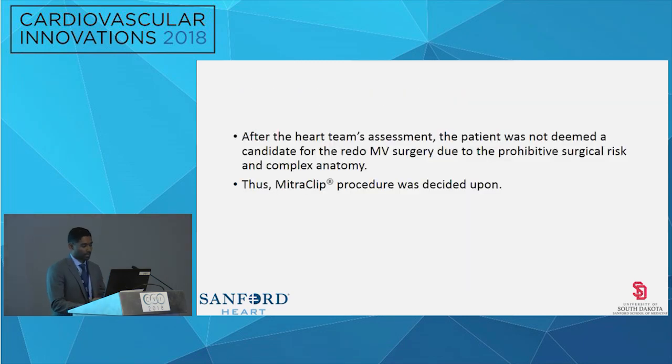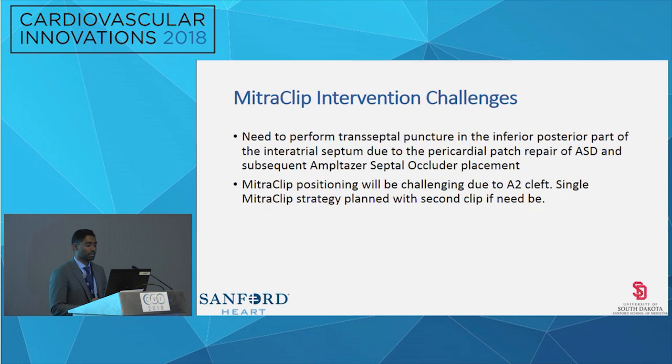So the patient was referred for redo bypass surgery. After the heart team assessment, the patient was deemed a high-risk surgical candidate with her complex anatomy. So we decided to do a MitraClip procedure after a discussion.